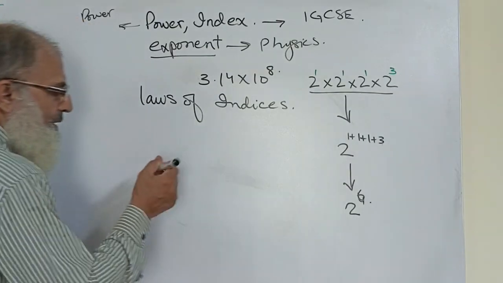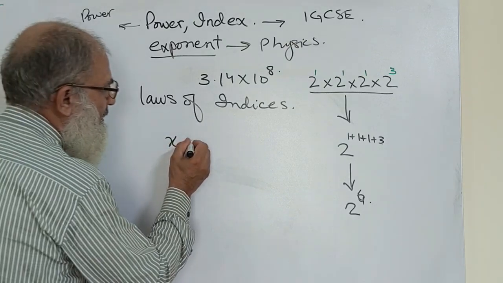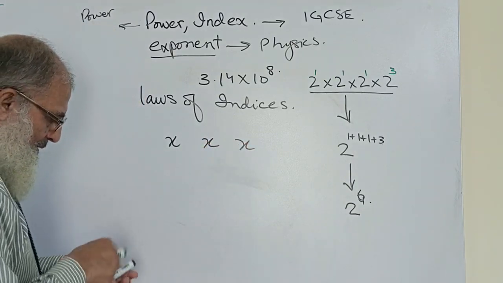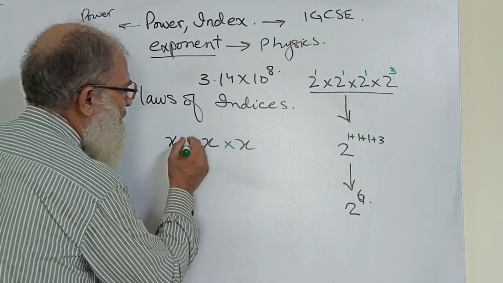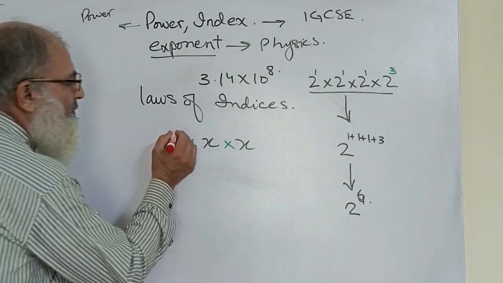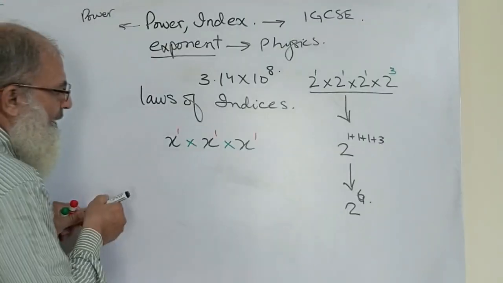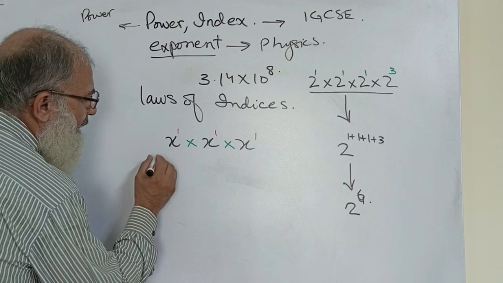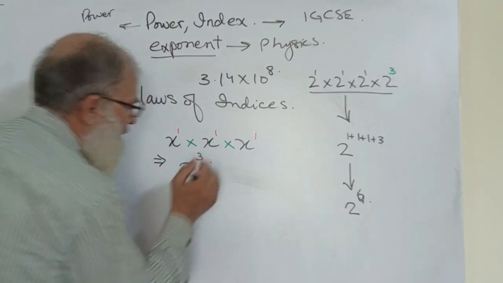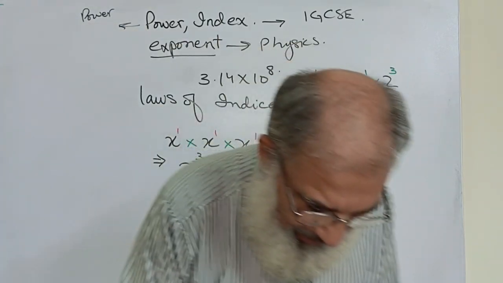Let me write it in the variable form. If there is an x which is being multiplied by another x and another x, let me write the symbol with another color and the power with yet another color, then you have to write it 1, 2, 3. So this was the first law of indices.